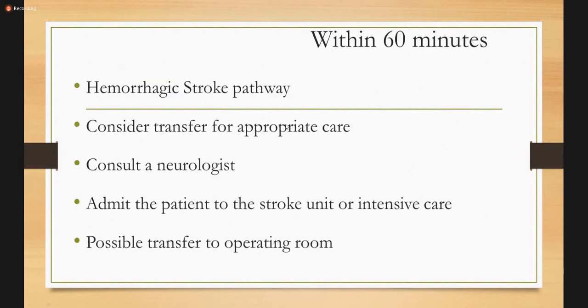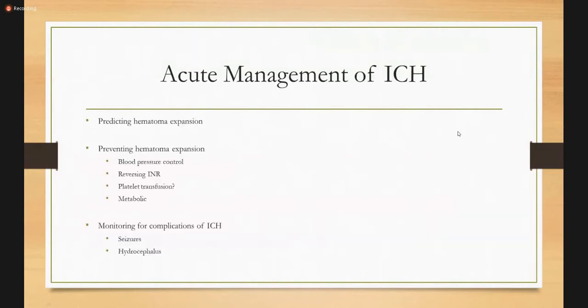If the patient is hemorrhagic, you have to follow the hemorrhagic stroke pathway: transfer the patient to appropriate care, consult a neurologist, admit the patient to the ICU, with possible transfer to the operating room if an operation is needed. So acute management involves predicting hematoma expansion. You have to check whether the hematoma is limited or going on expanding. Urgent neurosurgical review is needed for evacuation of the hematoma.